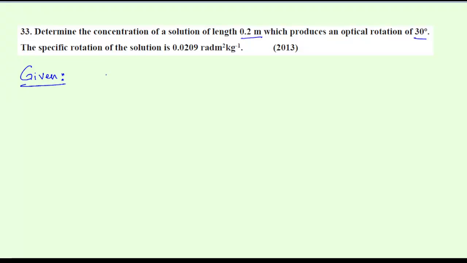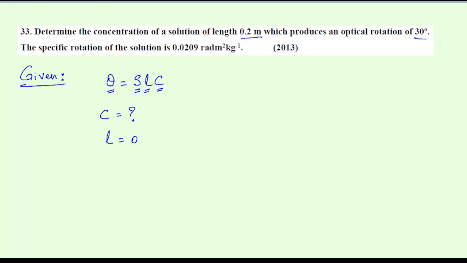As we have already discussed, the expression relating specific rotation and angle of rotation, optical path as well as the concentration is theta equals SLC, where theta is the angle of rotation or rotation angle, S is specific rotation, coefficient of specific rotation, L is path length and C is the concentration. Right? What all is given here and what are we supposed to find out is we have to determine the concentration. So C here is unknown, we have to find it out.